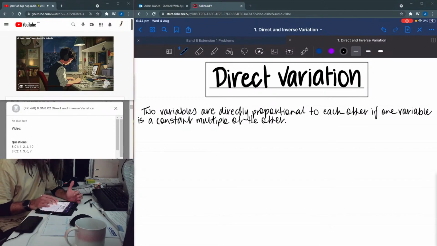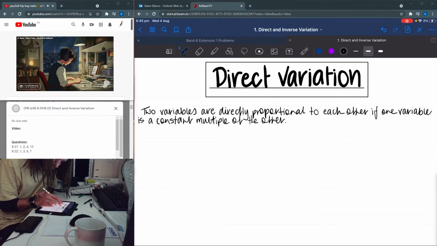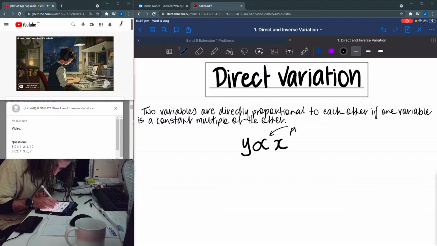Starting a new topic, we're going to look at something we've seen before and then something we haven't seen before. The thing that we have seen before is something called direct variation, and it's just straight lines. Direct variation is when you've got two variables, like x and y, that are directly proportional to each other. That happens if one is a constant multiple of the other. Directly proportional means that y and x are proportional to each other. That's what that symbol means.